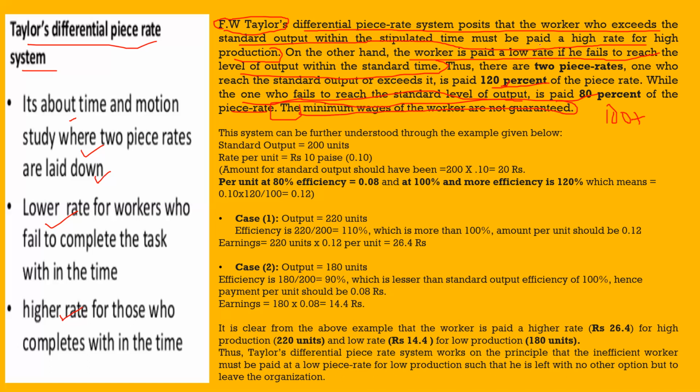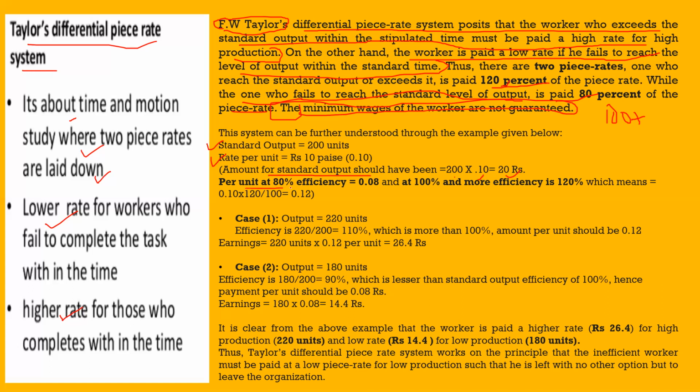The standard output given here is 200 units. Rate per unit is 10 paise, which we all know is represented as 0.10. This is just an example, given in brackets to help you understand. What would be the amount for standard output if he is producing 200 units? That should be 200 units into 0.10, which is 20 rupees.